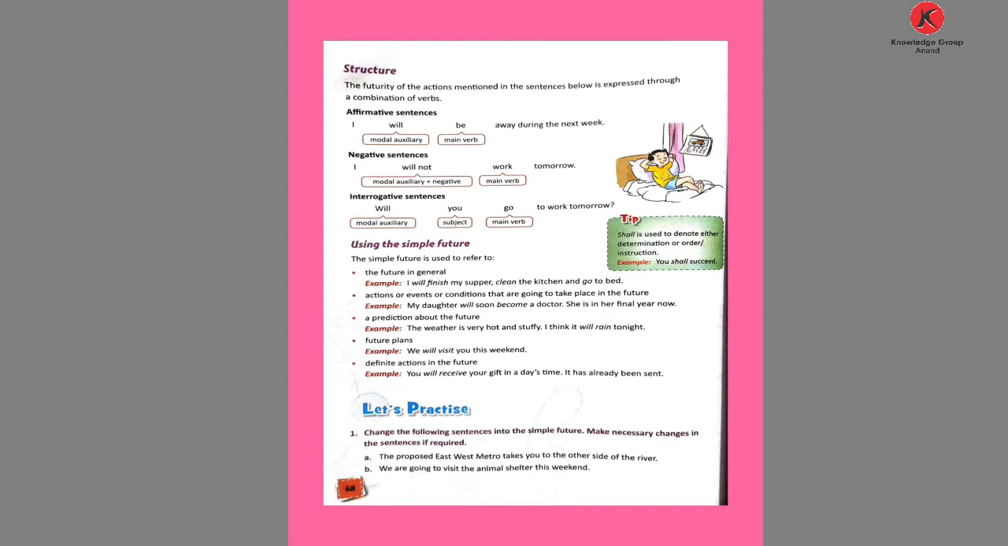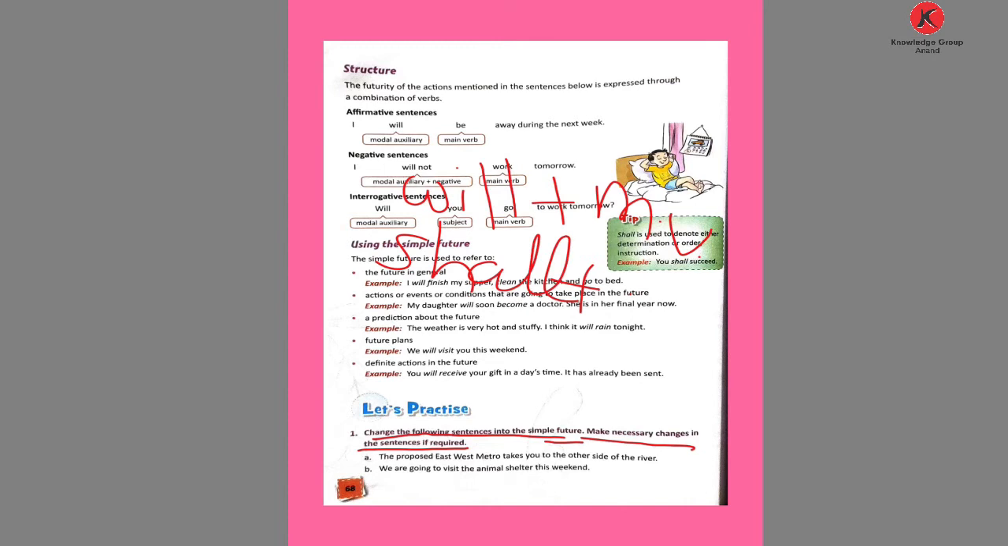So here the exercise is given. What is the exercise? Change the following sentences into the simple future. Make necessary changes in the sentences if required. So what do we use in the future tense? We use will and shall as auxiliary verbs. Then the main verb we use. What? Main verb. Nothing more than that.